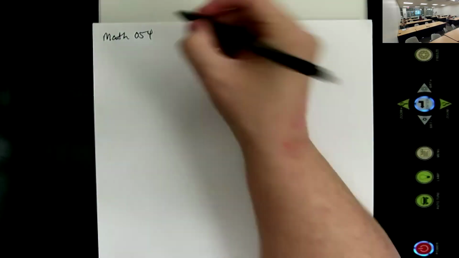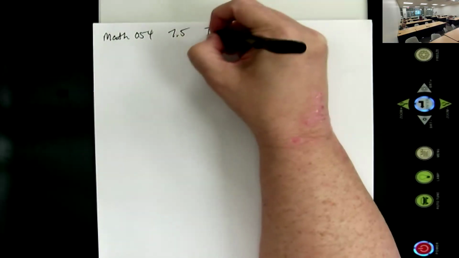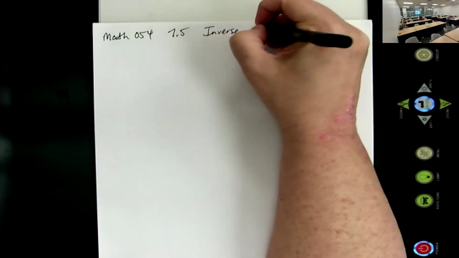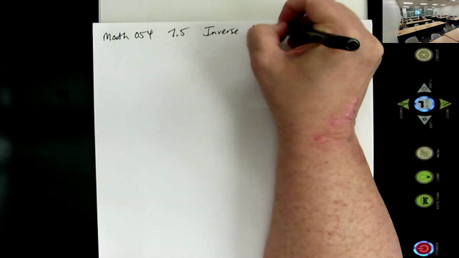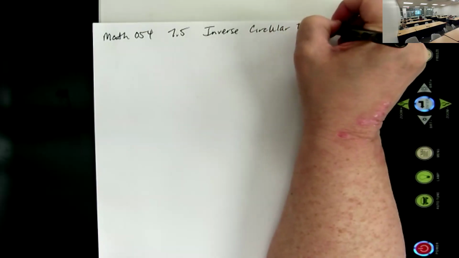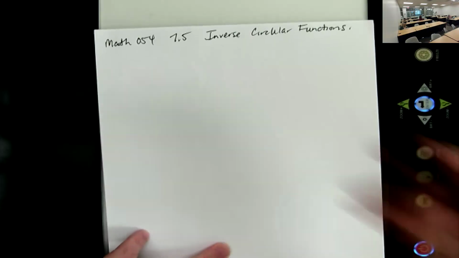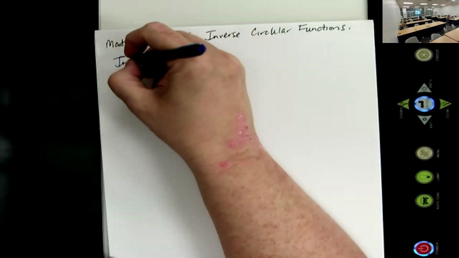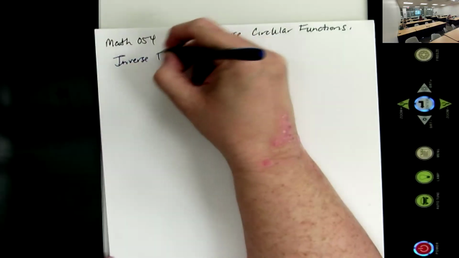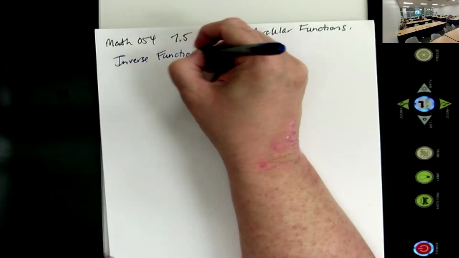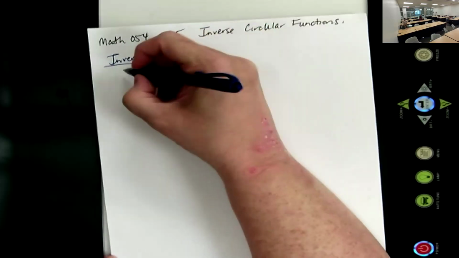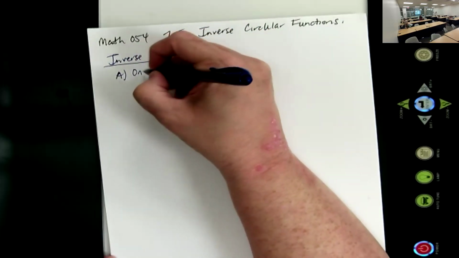We are doing 7.5, and this is on inverse circular functions, or the inverse trig functions. So what do we know about inverse functions? Inverse functions only come from functions that are one-to-one.